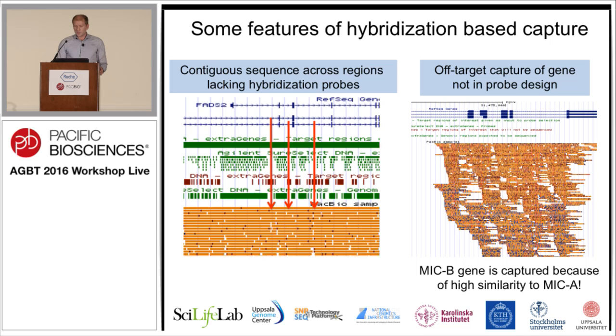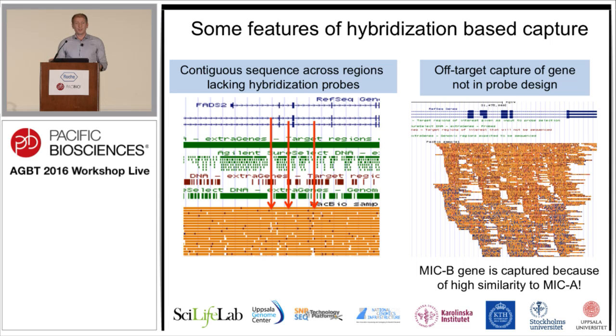Another thing that we noticed was that in some cases we can get off-target capture. This is showing one gene that is called MICB, and this one doesn't have any probes designed against it. But we still get quite high coverage here. And the reason that we get high coverage is that we have another gene in this design called MICA. So this is the plot to the right here.